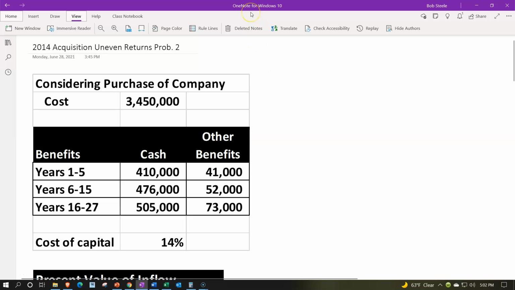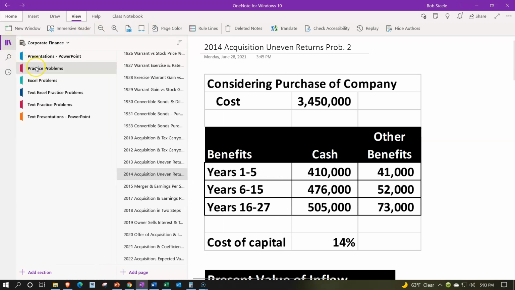Here we are in OneNote. If you have access to OneNote and would like to follow along, you're not required to, but if you would like to, we're in the icon on the left-hand side in the Practice Problems tab down in the 2014 Acquisition Uneven Returns Prob 2 tab. Also note, when using OneNote, look at the Immersive Reader tool.